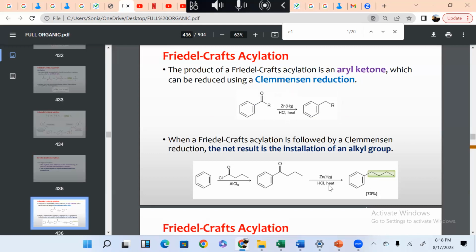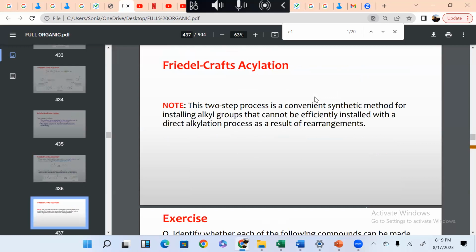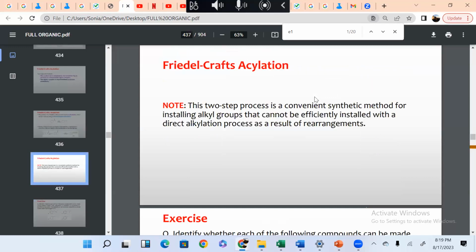to result in, the net result is now the installation of an alkyl group, which is what we are aiming at with Friedel-Crafts, installation of an alkyl group. So once you have this, you undergo Clemmensen, zinc or mercury in the presence of hydrochloric acid, and you have your product. So yes, this two-step process is a convenient synthetic method for installing alkyl groups that cannot be efficiently installed with a direct alkylation process as a result of rearrangements.